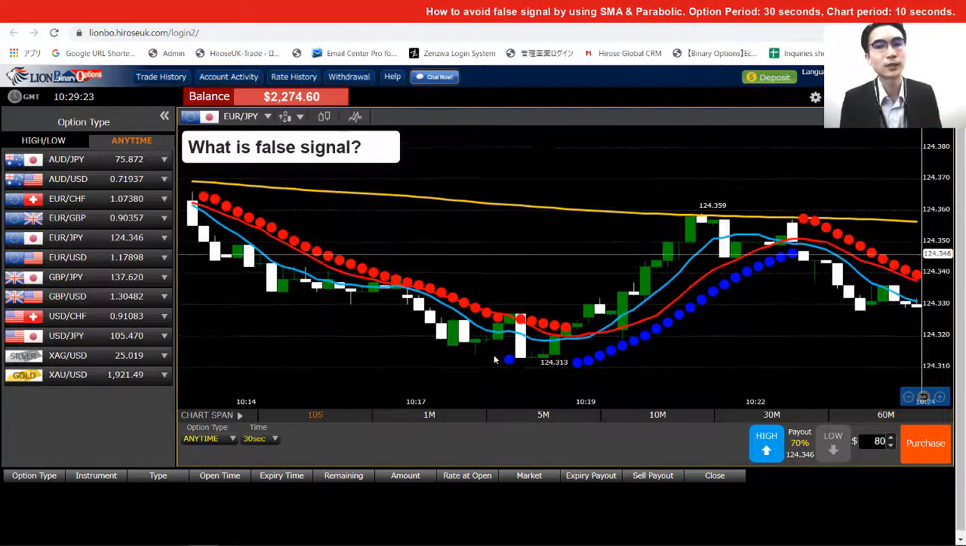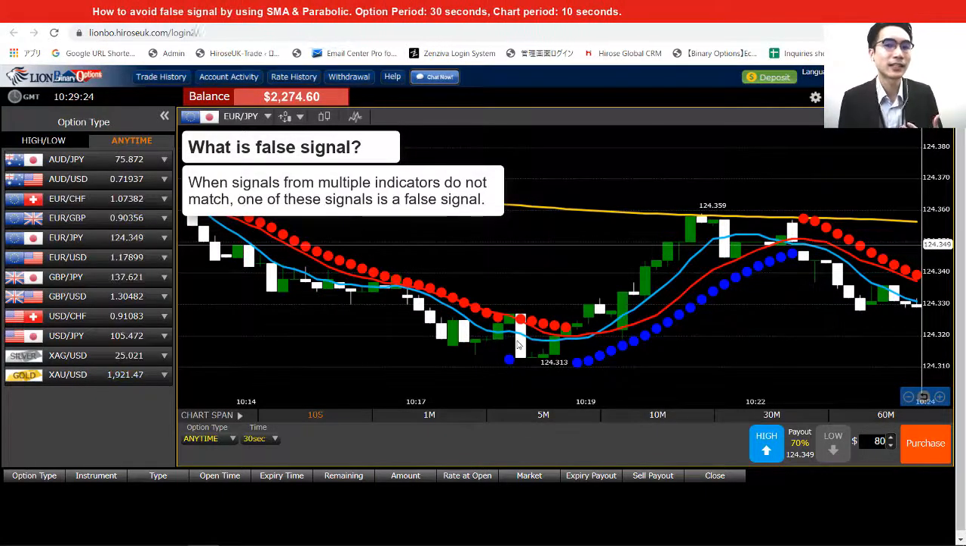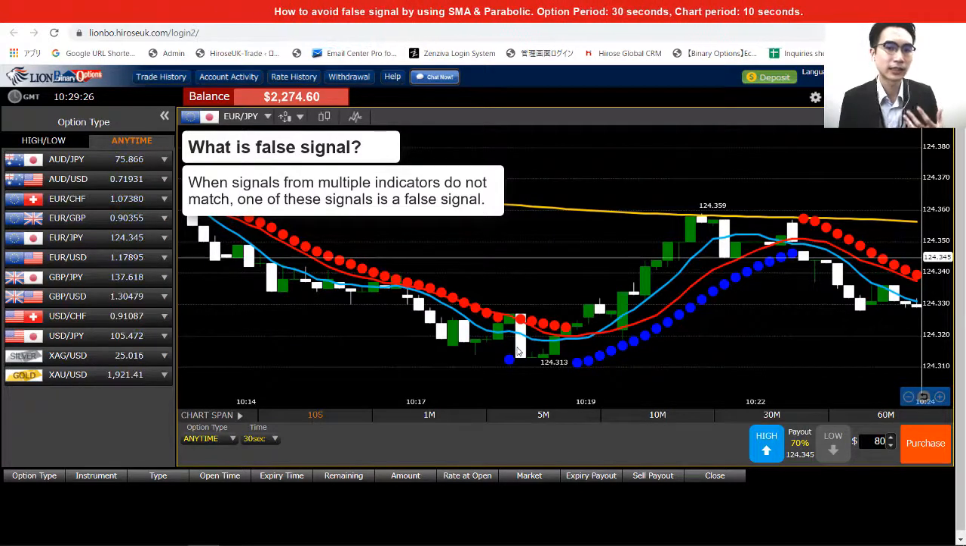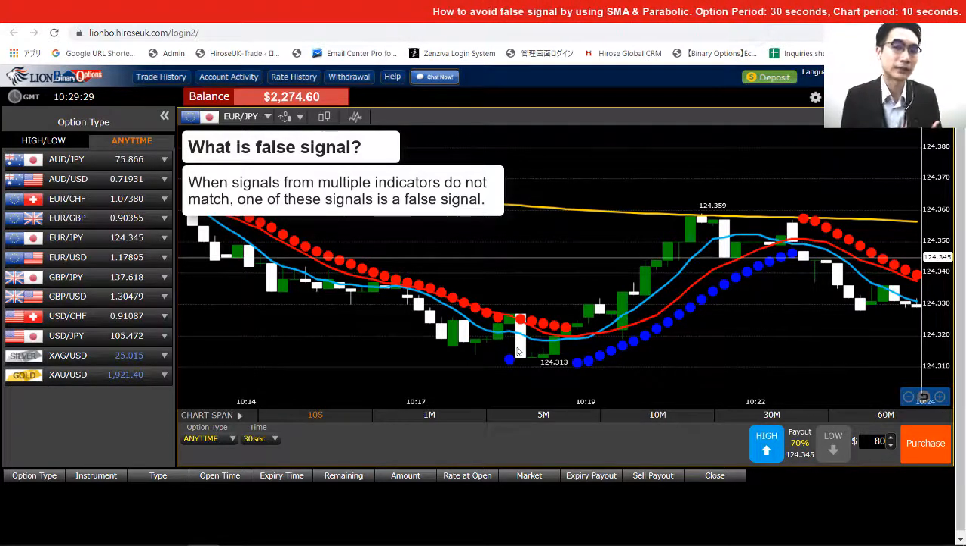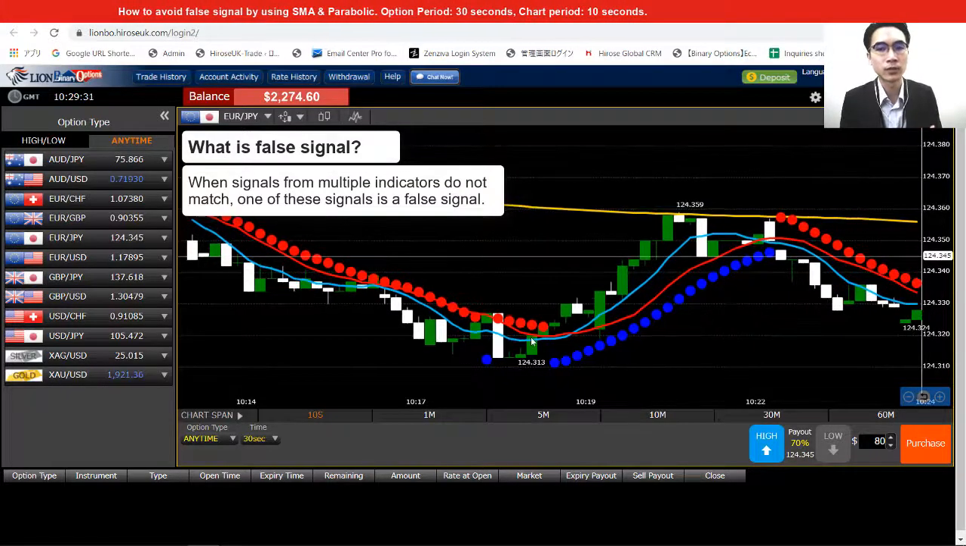All done, and first I will be explaining what a false signal is. Take a look at this one here. A false signal is something where, if I'm using two technical indicators and the signals from both indicators don't match each other, then I would say one of those signals would be the false signal, and those are the times that we will not trade based on the signal.